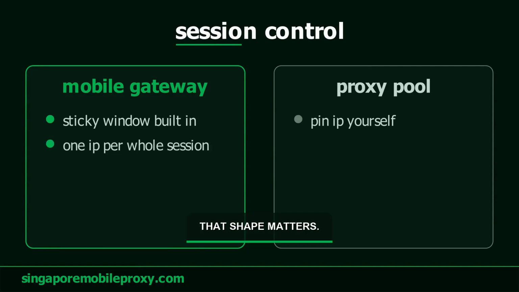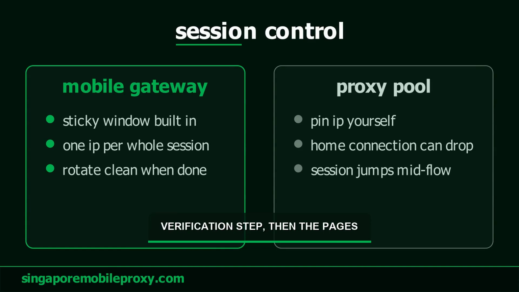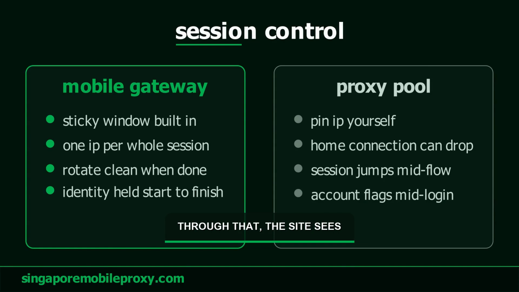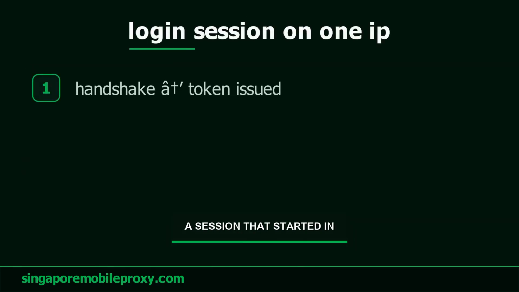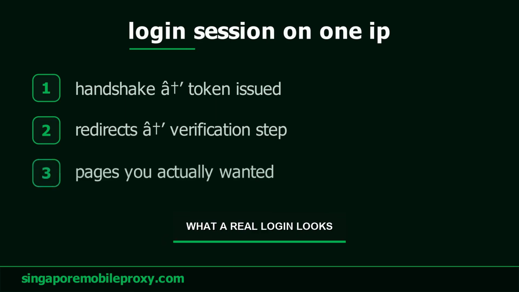Think about why that shape matters. A login is not one request. It is a handshake, a token, a few redirects, maybe a verification step, then the pages you actually wanted. If your IP changes halfway through that, the site sees a session that started in one place and finished in another. A sticky window keeps the whole sequence on one address, so it reads like one person sitting still, which is what a real login looks like.